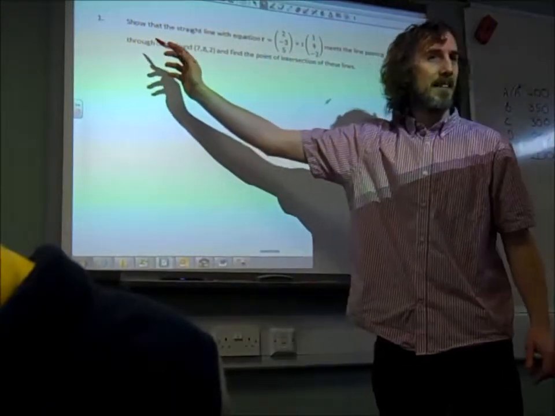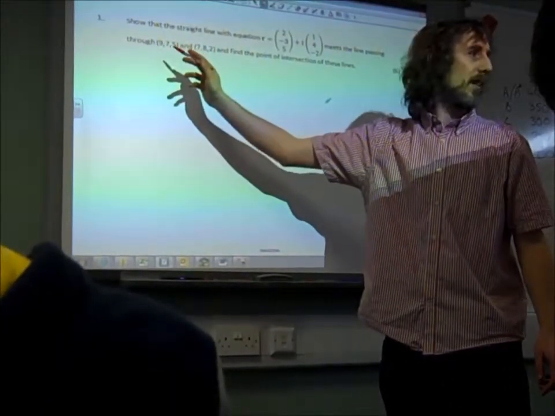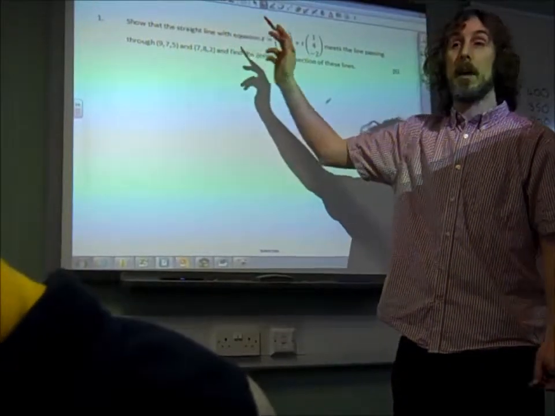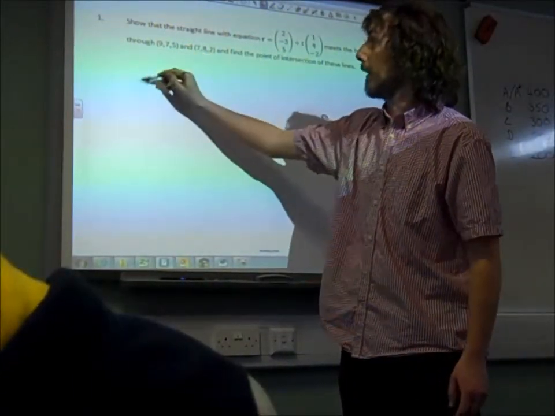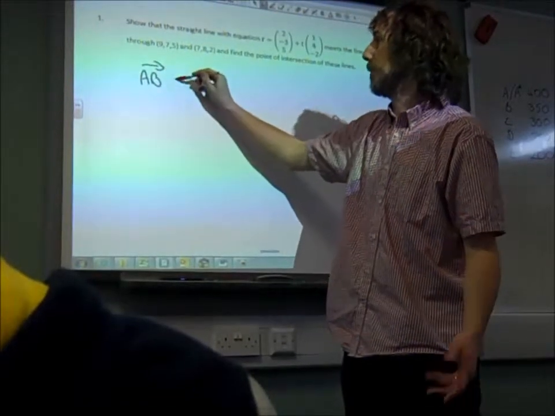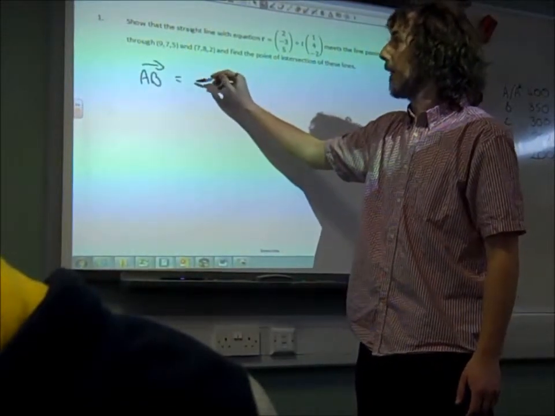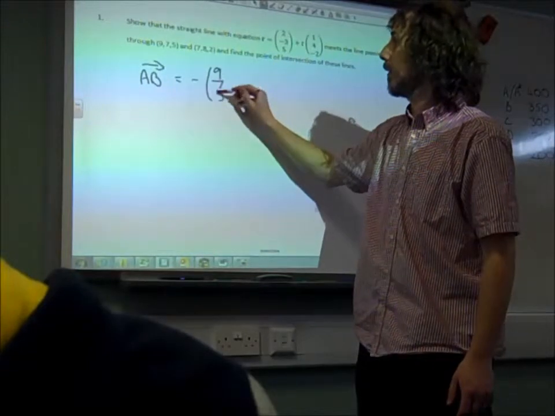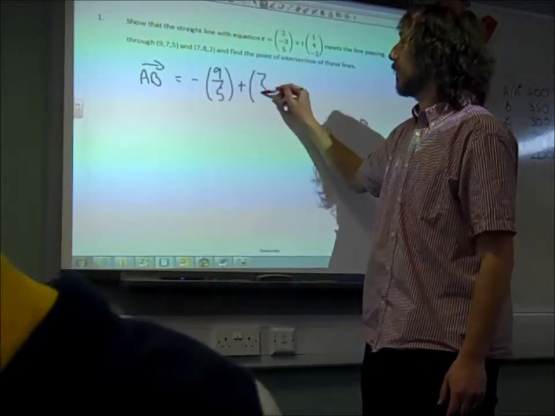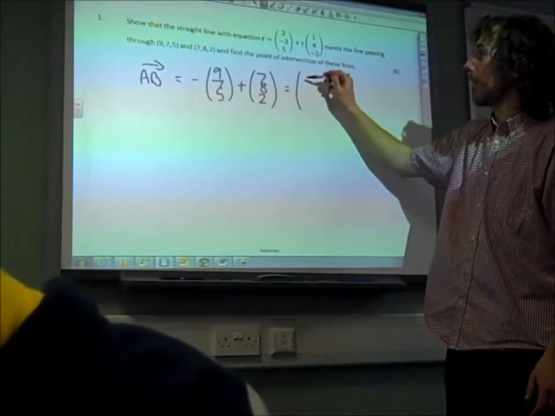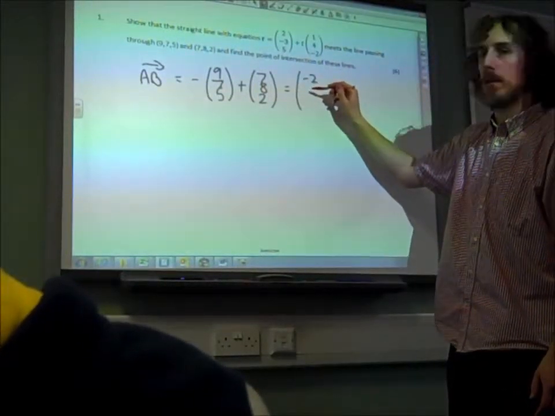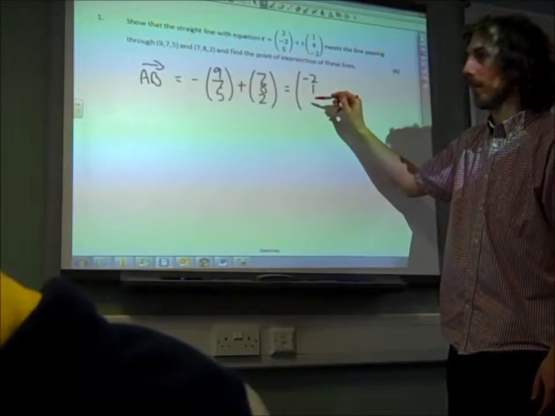So we need to find the equation of this line, don't we? Now the line, of course, goes through. So the direction of the line, I'm going to call them points A and B. I don't know why. Would be minus that one plus that, or you bring it the other way around, which gives me minus 2, 1, minus 3.